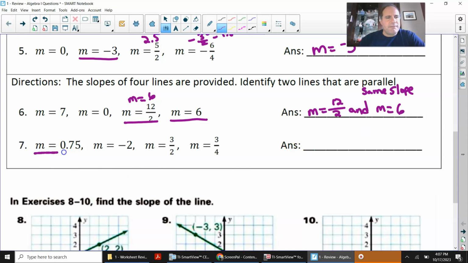0.75, 0.75, -2, 3 over 2 is 1.5, and this is 0.75. So the 2 slopes that are parallel are 0.75 and 3 over 4.